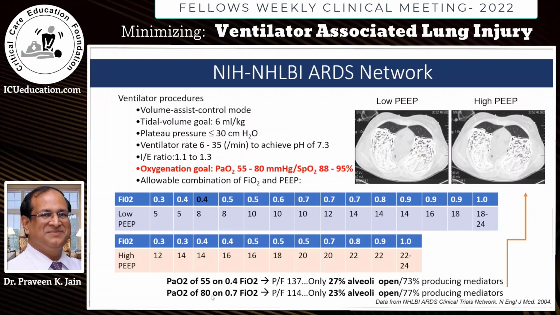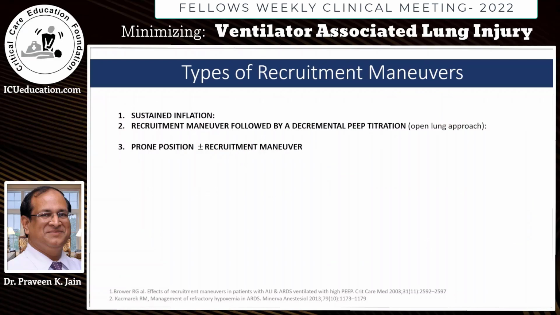In the same way, if you use another combination on 70% FiO2, a PaO2 of 80, which would be acceptable by this study design, it results in a PF ratio of only 114, which means that 77% of the lung is still producing mediators. How do you expect to have a difference in outcome when both your groups, 75% plus or minus 2% of the lungs, are continuing to produce mediators? Well, this was beside the point, but it stresses the importance of the PF ratio in evaluating how much you have recruited the lungs. There are various types of recruitment maneuvers.